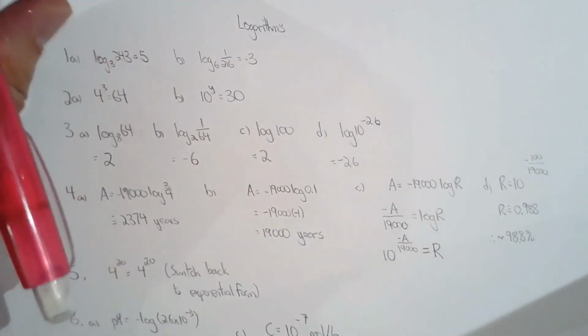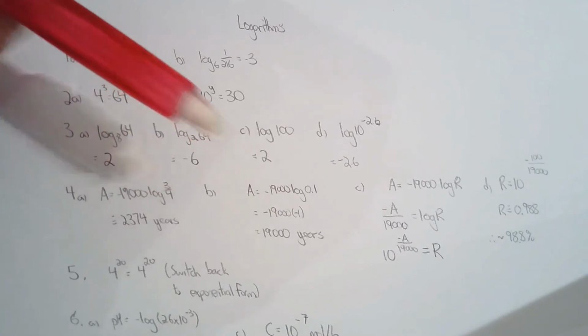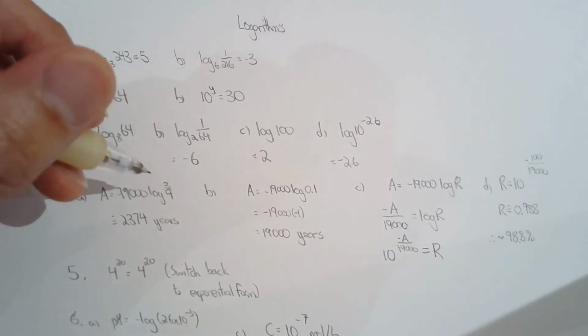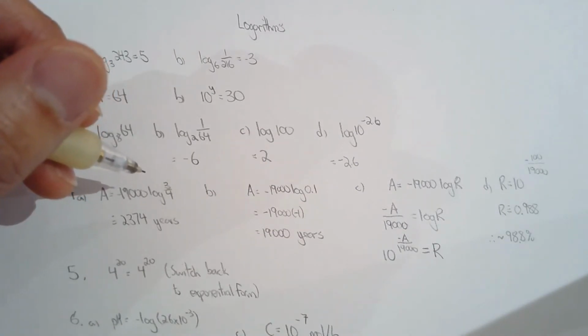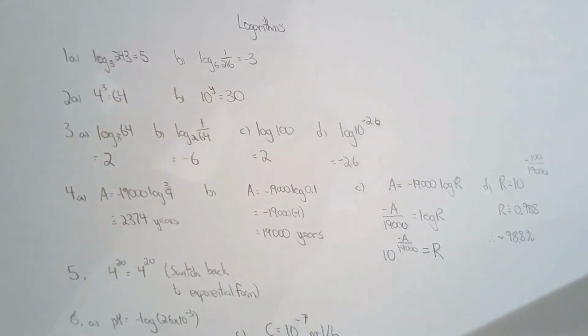Next one, they tell me that there's only 3/4 of the original carbon-14 remaining, and just sub it into the equation, and you can evaluate how old the bone is, which is about 2374 years. For B, they tell me that there's 10% left. How old is the bone? So just sub it into the formula and evaluate.